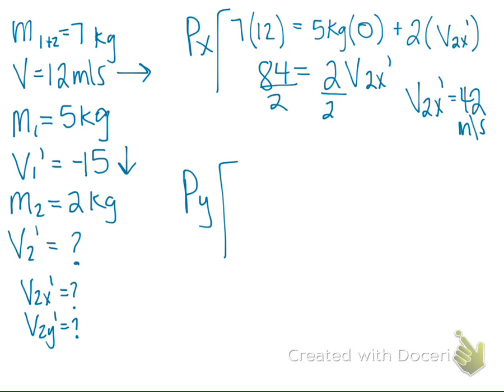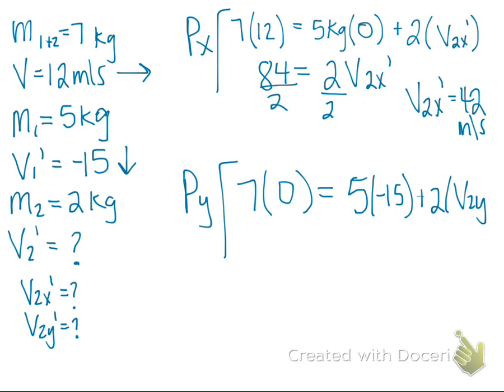So now we'll go ahead and solve for our y. Does our object have any y velocity at the beginning? No. So now we know that the initial object has no vertical velocity, so that's our 0 plugged in there. Our 5 kilogram object has a negative 15 vertical velocity. And our 2 kilogram object, we want to solve for v sub 2 y prime.